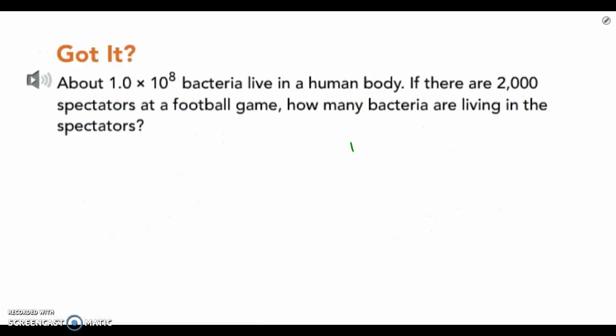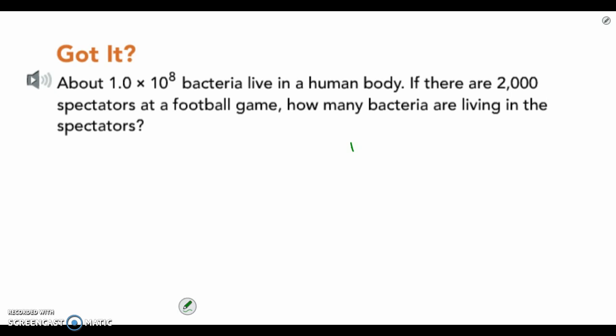Let's look at the next example together. About 1 times 10 to the 8th power bacteria live in a human body. If there are 2,000 spectators at a football game, how many bacteria are living in the spectators?